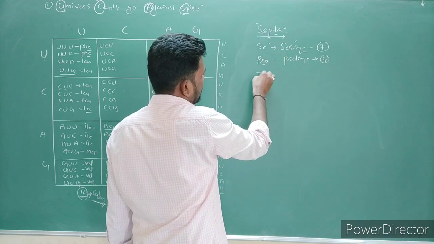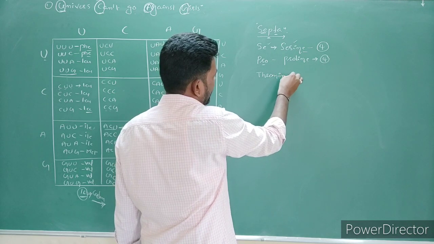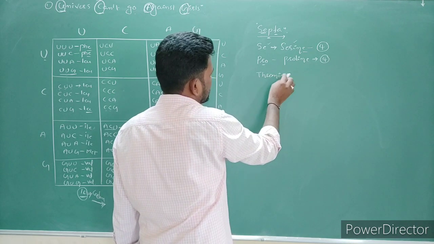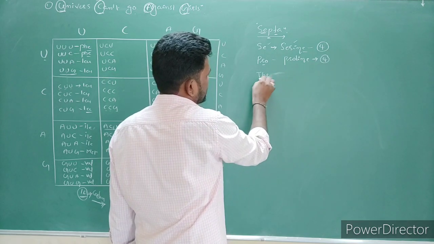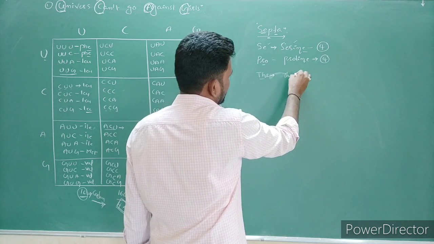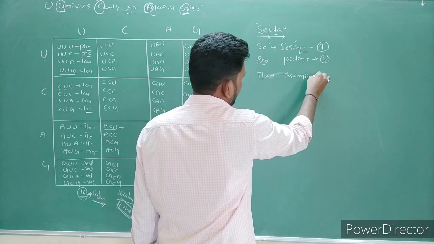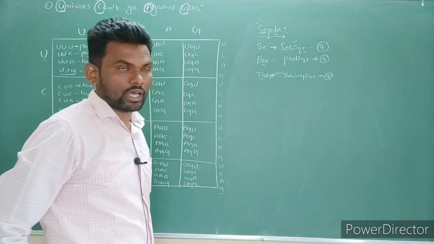Threonine. The code is THR. The amino acid is threonine, which is also going to be coded by 4 codons.